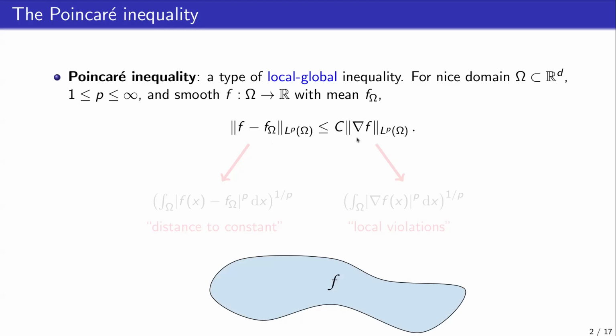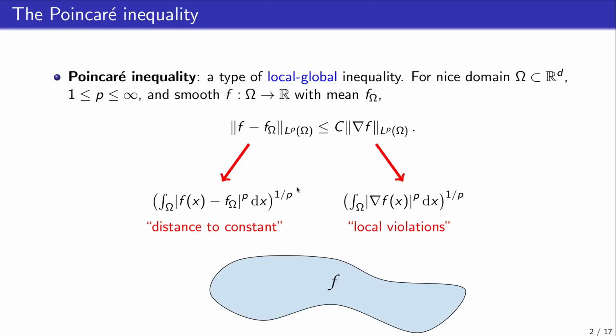So the way to interpret this is that the left-hand side is a distance to a constant function, and the right-hand side is the integral, it's the total amount of the local violations of this property of being a constant function, because the gradient is non-zero when the function is locally non-constant. Okay, so that's the inequality.